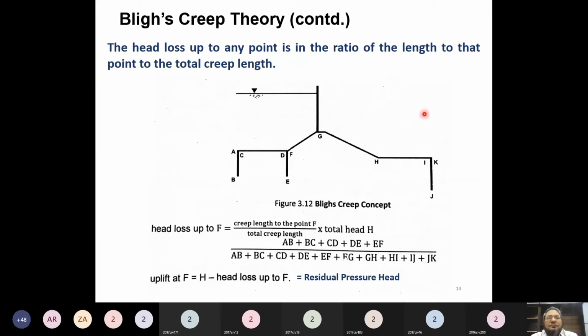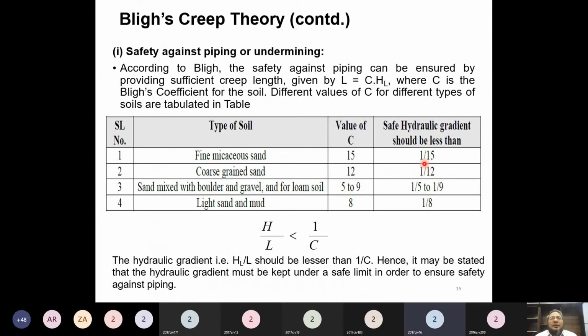Okay, are you back? Yes, sir. So this is how Bligh's creep theory can be used to determine the residual pressure or the uplift pressure on the hydraulic structure. Now, what is the next problem of subsurface flow? The next problem is undermining, and what Bligh says for safety against piping or undermining.